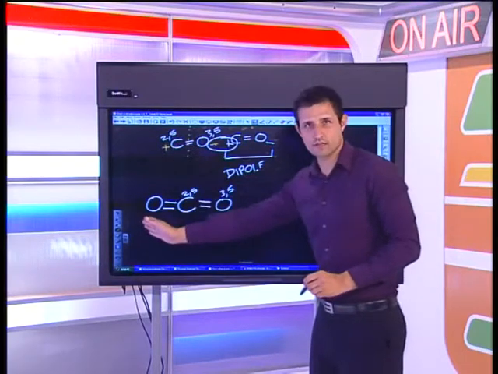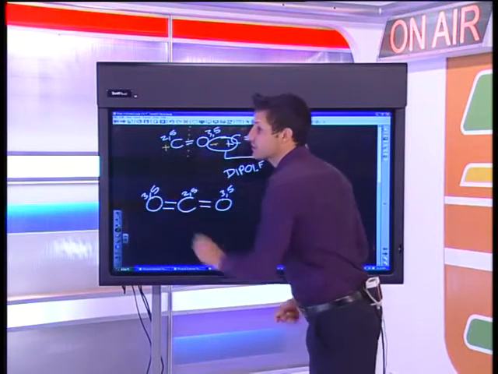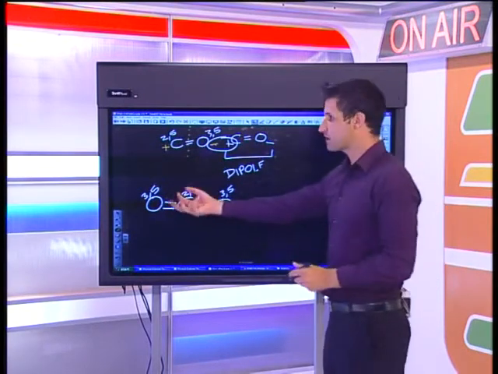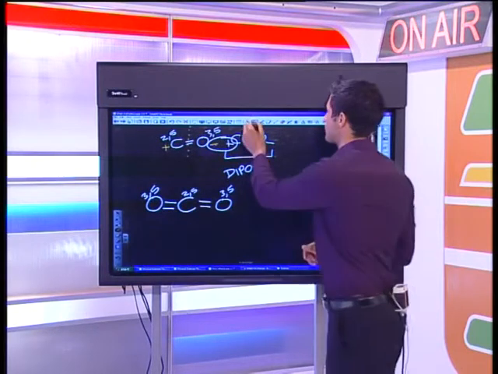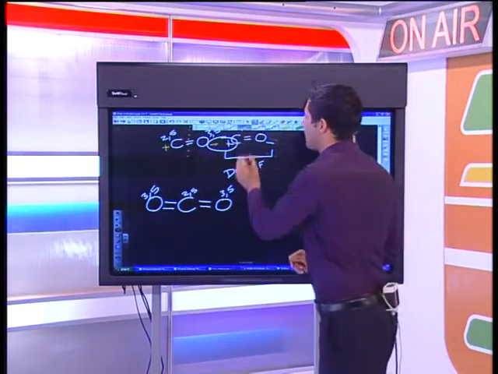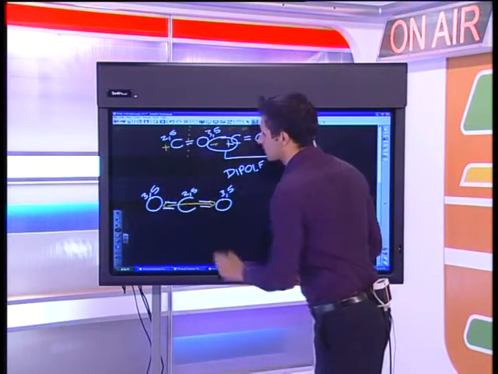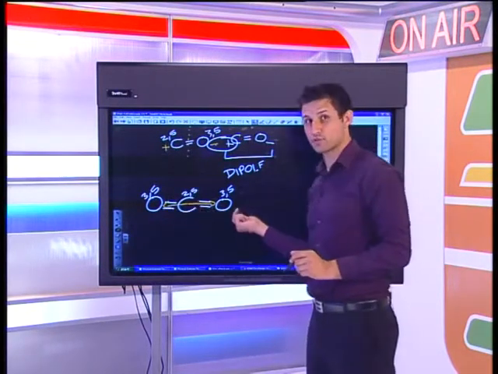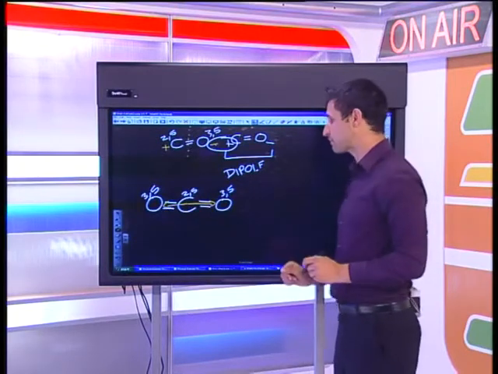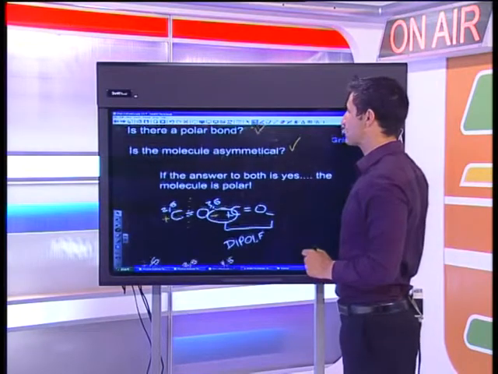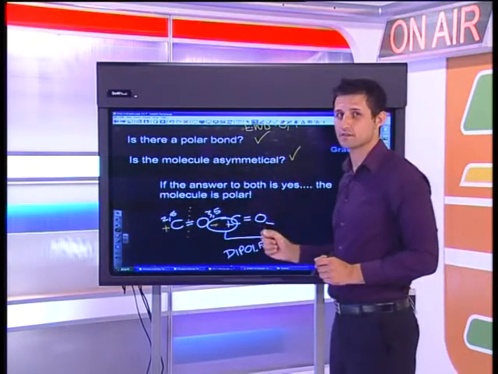What about on the other side? If I have a 3.5 pulling on the other side, I've got a tug of war going on here. If oxygen is pulling from this side and I've got an oxygen pulling from the other side, I've got something very interesting happening. I've got an electron which is being pulled in both directions. So if the electrons are being pulled towards this oxygen and pulled towards that oxygen, I've got a bit of a problem. Now I'm going to answer those two questions. Is there a polar bond? And the answer to this one is yes.